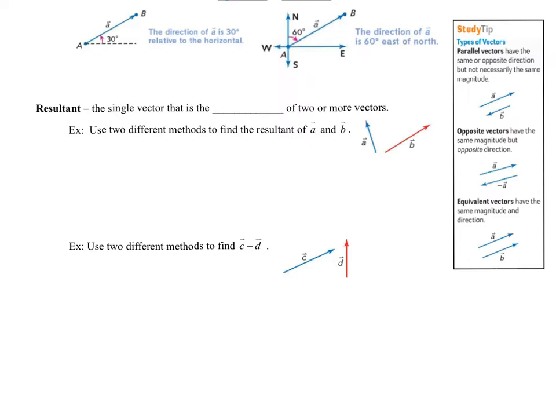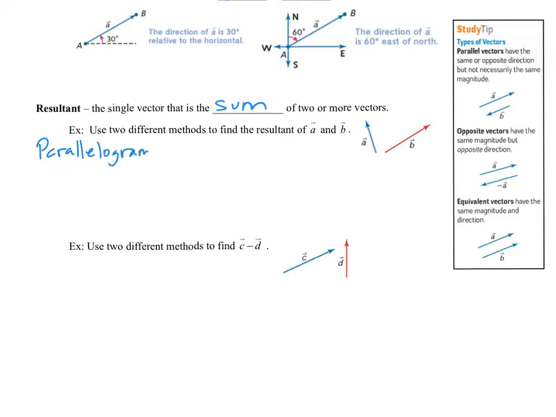Okay, so now let's talk about what a resultant vector is. A resultant vector is the single vector that is the sum of two or more vectors. So what we're going to do now is use two different methods to find the resultant vector of vector A and vector B. The first method is called the parallelogram method. So let's just jot that name down.